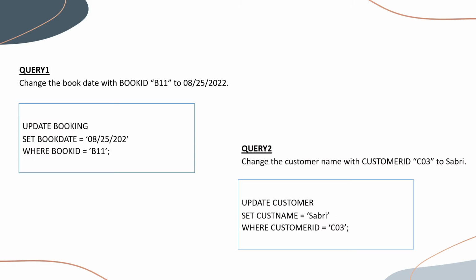Number 2, we have the update statement. Our first query for the update statement is to change the book date with book ID B11 to 25 August 2022. And then this is the SQL. Number 2, we want to change the customer name using customer ID. Then this is the SQL.